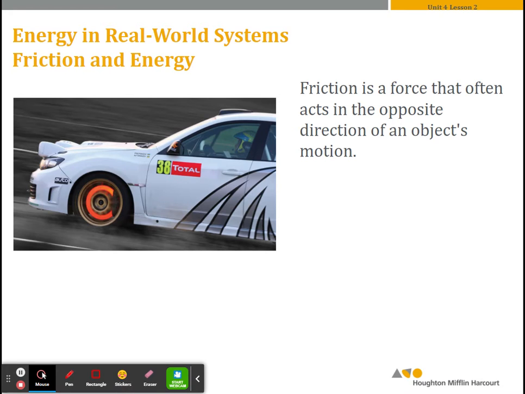Friction is a force that often acts in the opposite direction of an object's motion. Let me restate that. Friction acts in the opposite direction of an object's motion when the object is moving, but friction is still present when an object is sitting still. Friction is what keeps it sitting still, in fact. That's called static friction.